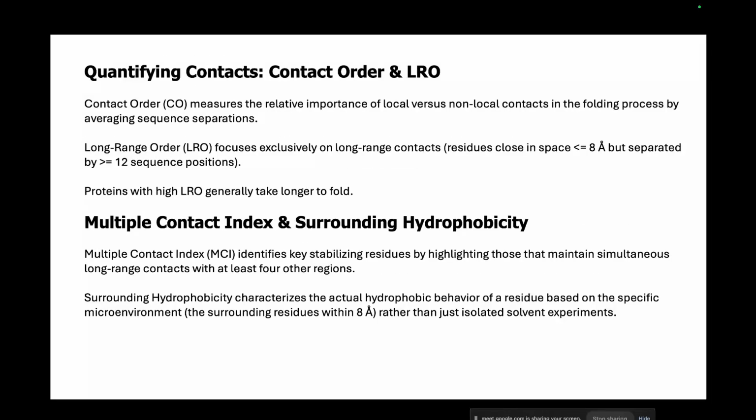Okay, yeah. So if you have long range contacts and short range contacts, I think we have discussed this. If you have greater than 10 or 12, it's a long range contact, and if lower than that, it's short range and mostly alpha helices. And you can have multiple contacts as well. So it identifies key stabilizing residues by highlighting those that maintain simultaneous long range contacts with at least four other regions.